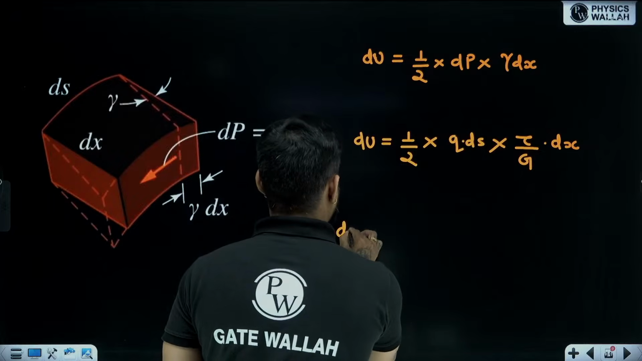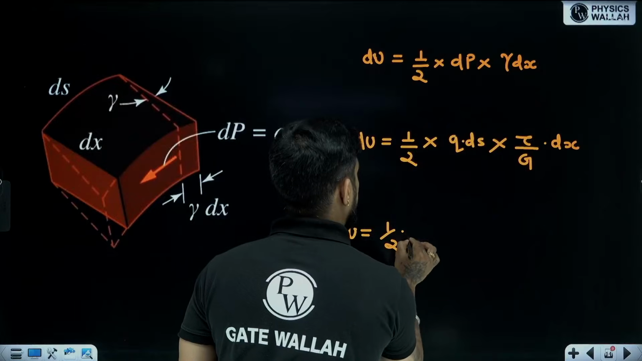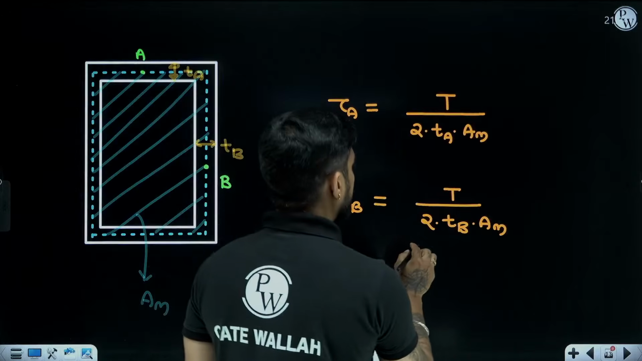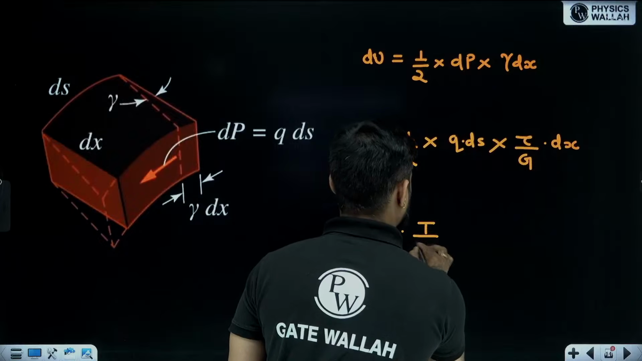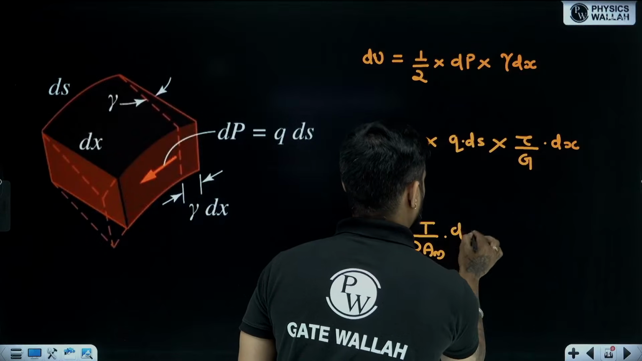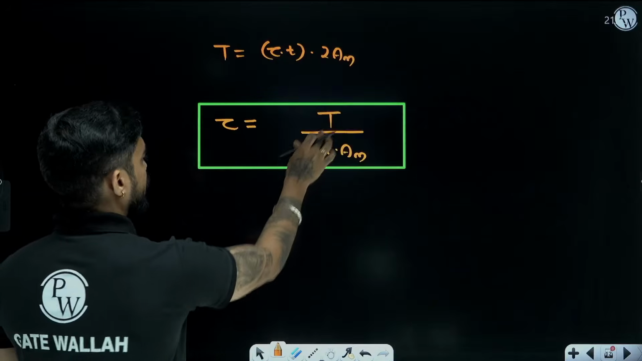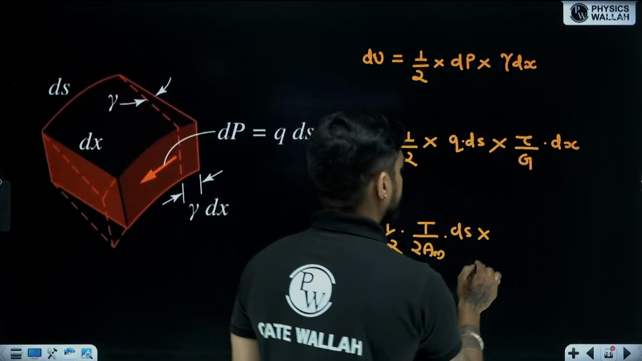So dU will be equal to half into q, where q is T upon 2 into A_m. Okay, and tau can be written as T upon 2 into t into A_m.